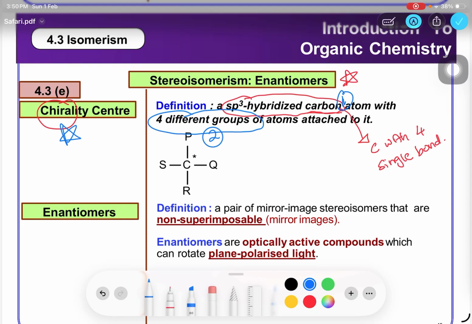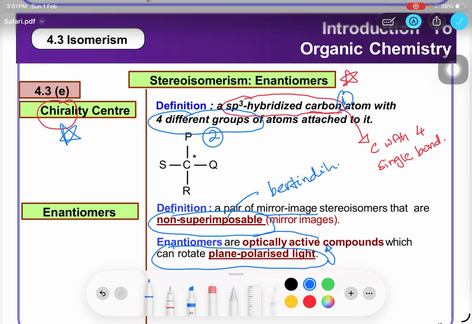So enantiomers basically consist of a chirality center, and their mirror images are not superimposable. So basically it means tidak bertindih. Besides having a chirality center and mirror images that are not superimposable, an enantiomer is also considered as able to rotate plane polarized light, and this term is considered as optically active.